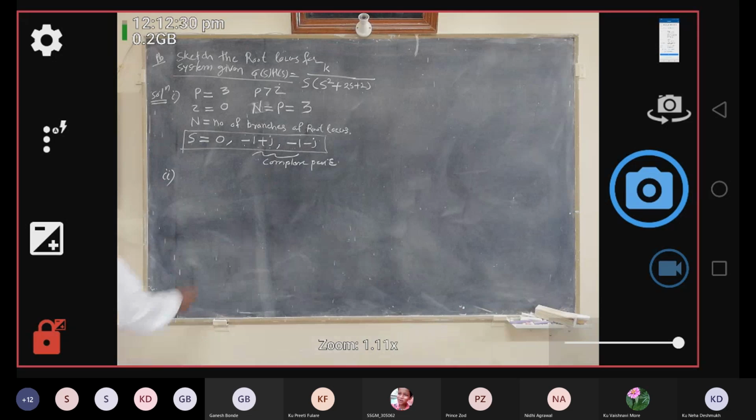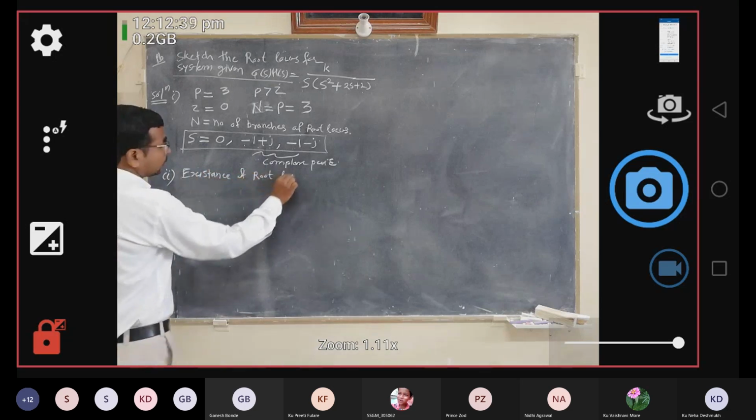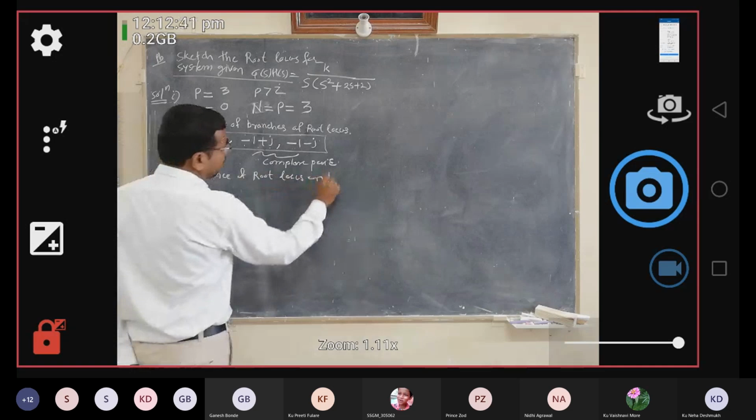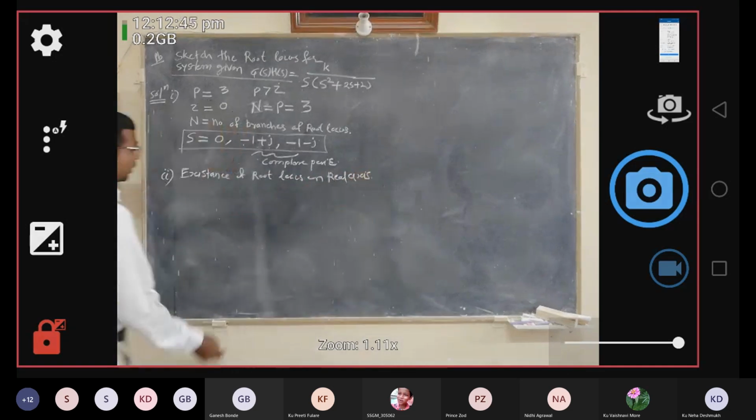Find the existence of root locus on the real axis. Okay, so how to find it?